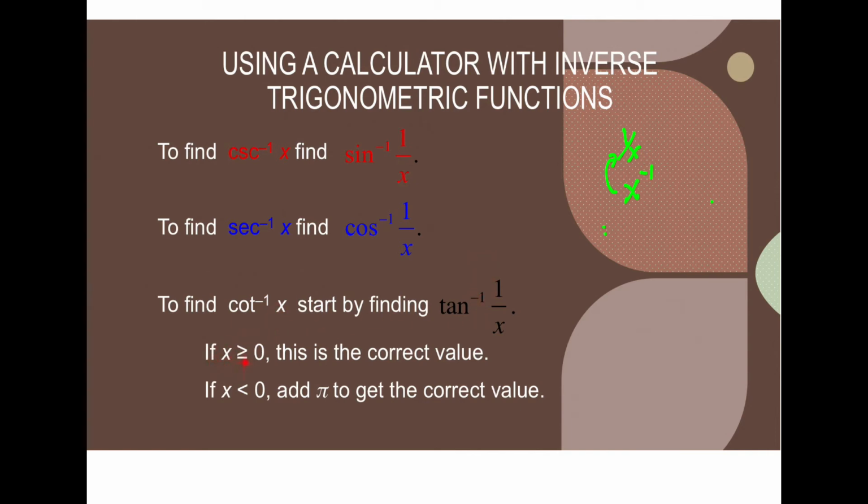If the x value that we're evaluating for the arc cotangent is positive, so it's greater than or equal to 0, then whatever we find by going 1 over that value and taking the arctan is the correct value for cotangent, because it's in the first quadrant. But if we go 1 over x and take the arctangent and it gives us something that's negative, meaning somewhere between 0 and -pi/2, then we have to add pi to it to get the correct value.